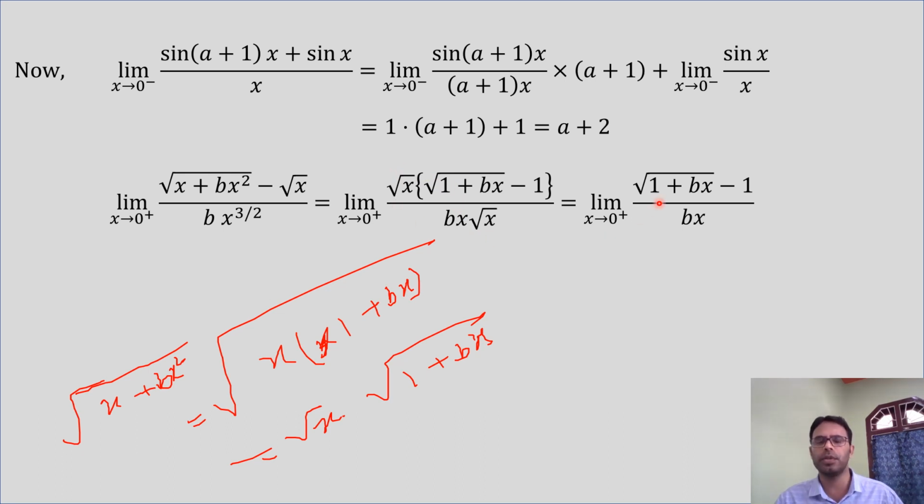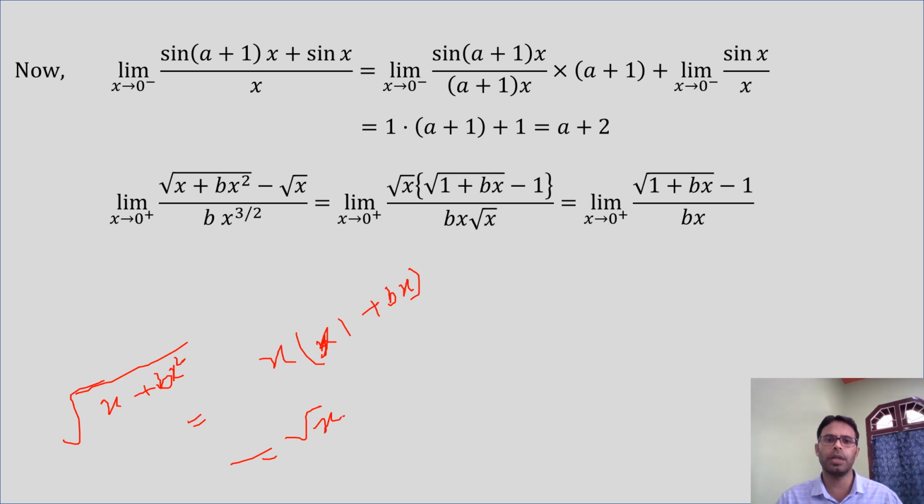So limit h tends to 0. Here this part is remaining, and denominator bx is remaining. Okay, so now to find this limit, you know the method. You have to rationalize this numerator by multiplying by the conjugate. You know that method from your first year.